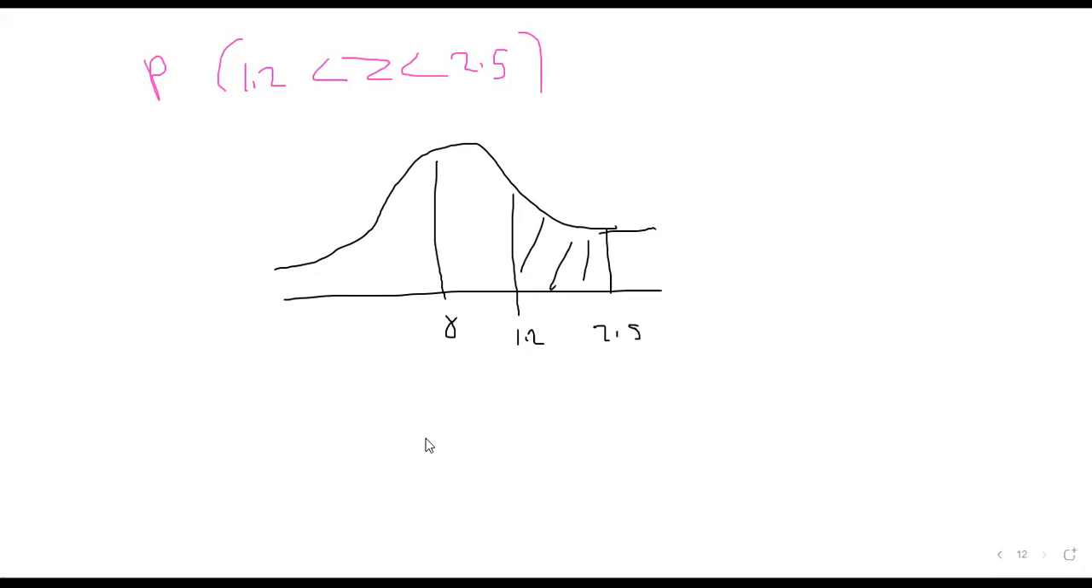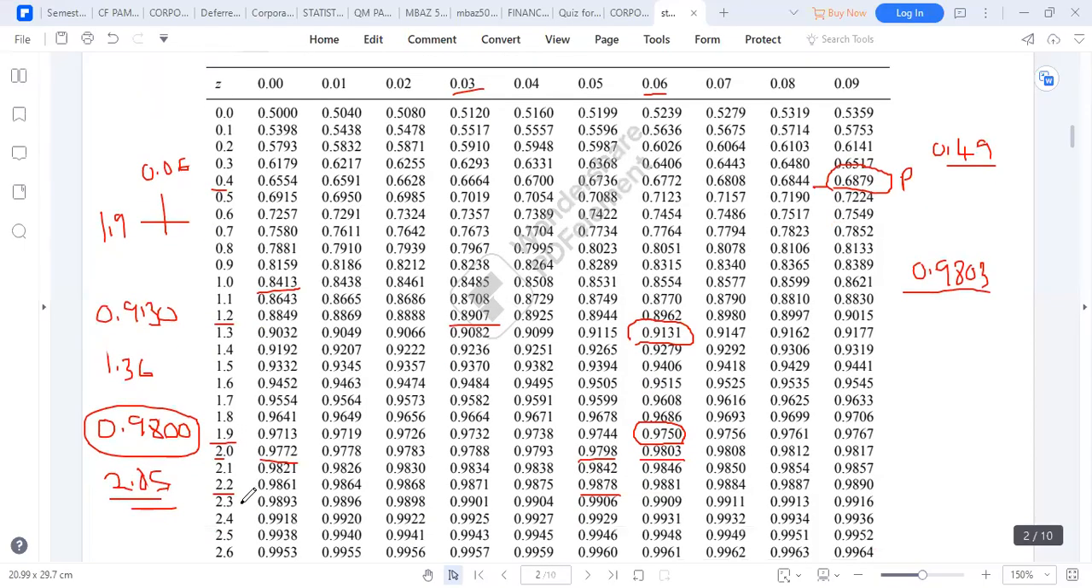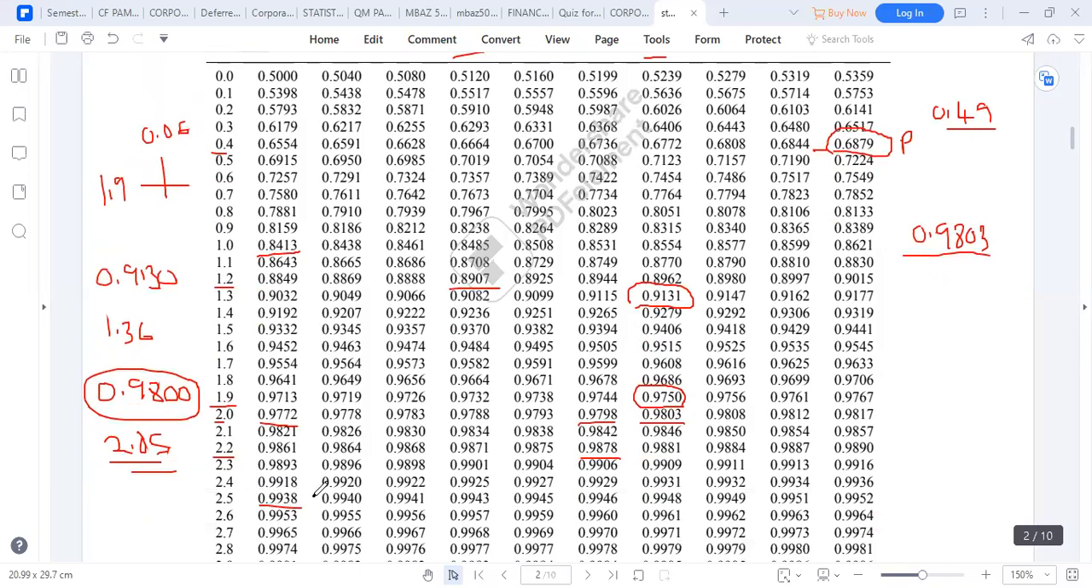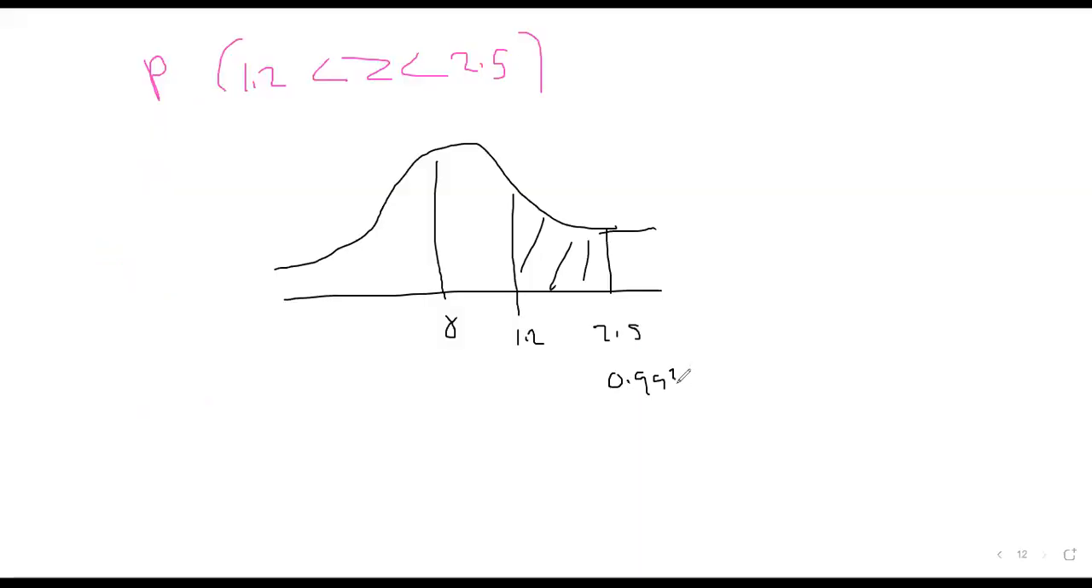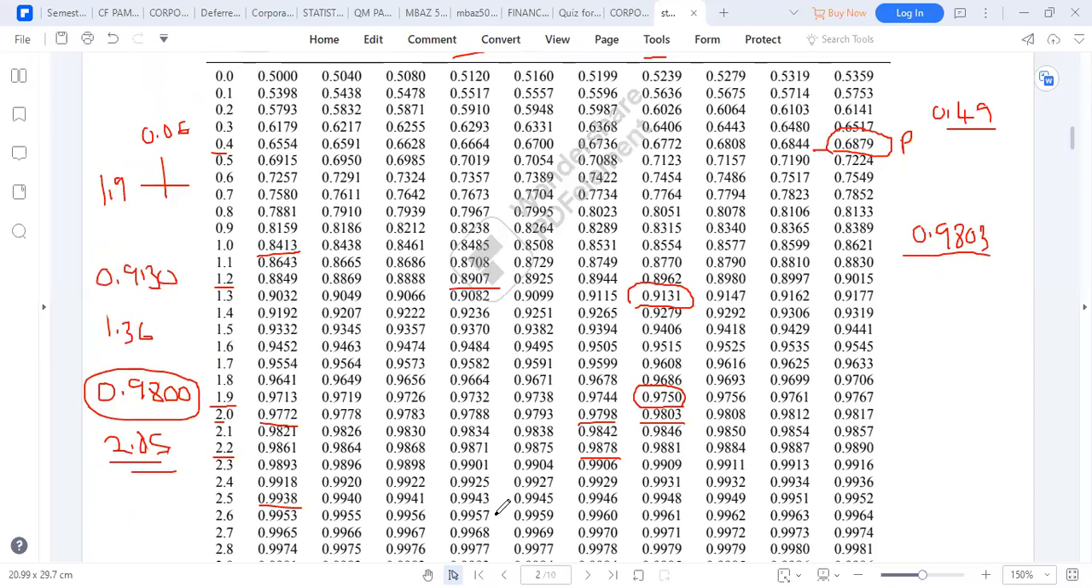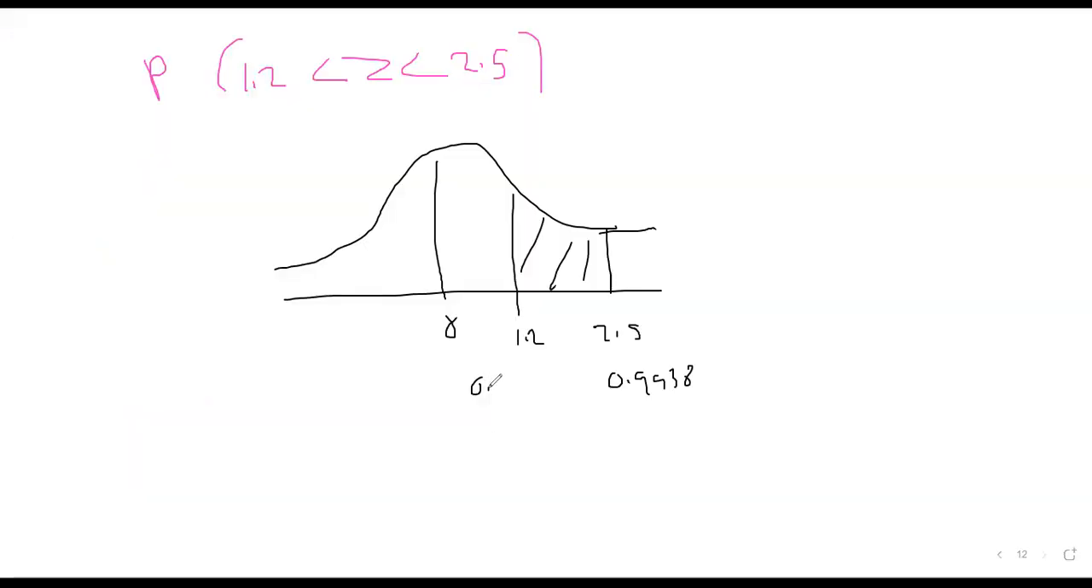So go to the table, 2.5. 0.5 is here. So 9938. About 1.2, with 1.2 here, 8849. What we do, we subtract the bigger one from the smaller one. All right, I don't want to get the actual figure there. I just want you to get the concept.